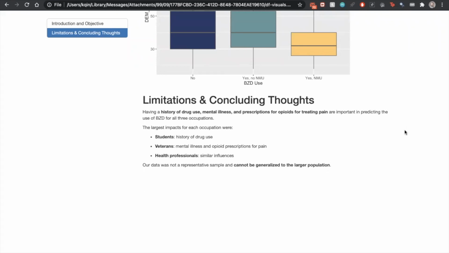It is important to note that our data was not a representative sample of all US residents in 2018, so we cannot generalize our results to the larger population. However, our findings could still demonstrate the importance of investigating the unique differences in determining BZD use for each occupation, which would lead into interventions such as targeted programs to reduce BZD misuse in each occupation. Hopefully, with these insights, we can make a positive impact on the lives of those affected by the misuse of BZDs in the United States.